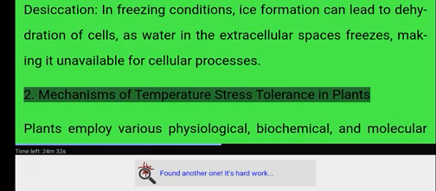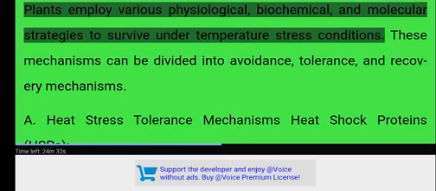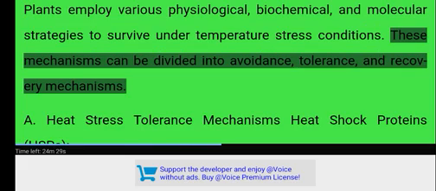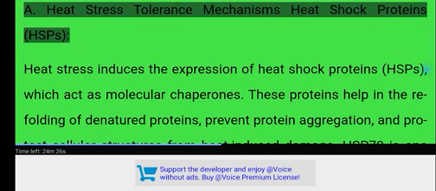2. Mechanisms of temperature stress tolerance in plants. Plants employ various physiological, biochemical, and molecular strategies to survive under temperature stress conditions. These mechanisms can be divided into avoidance, tolerance, and recovery mechanisms. A. Heat stress tolerance mechanism: heat shock proteins (HSPs).